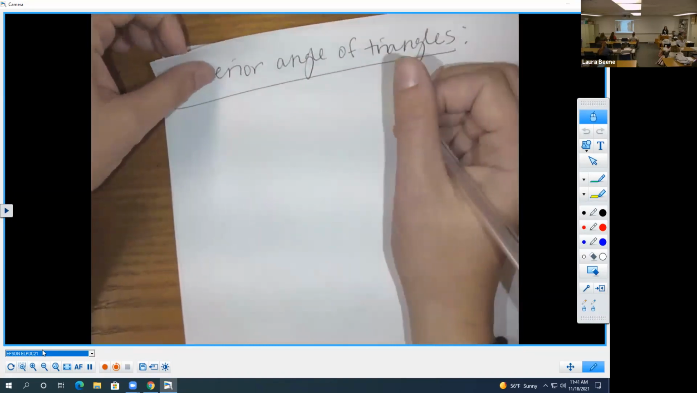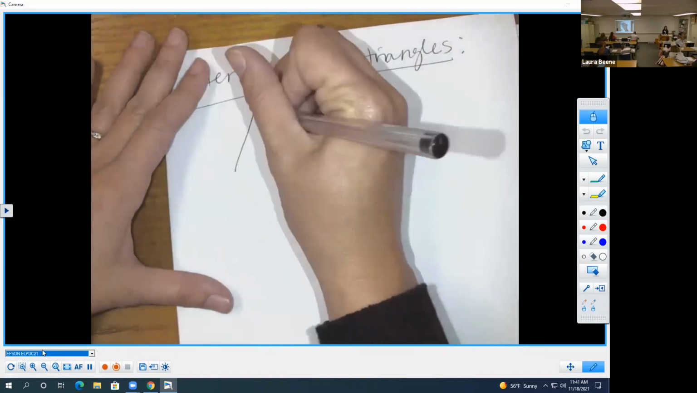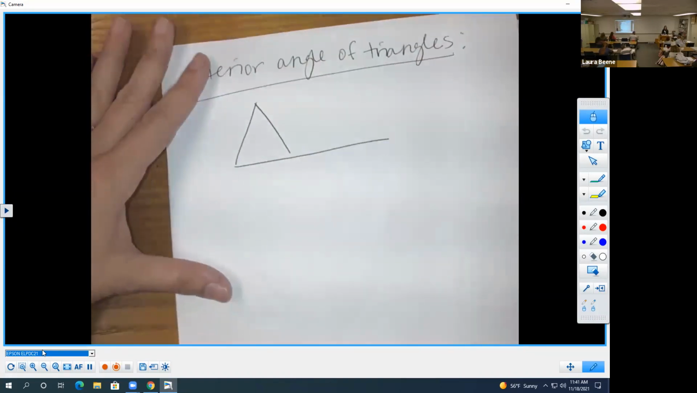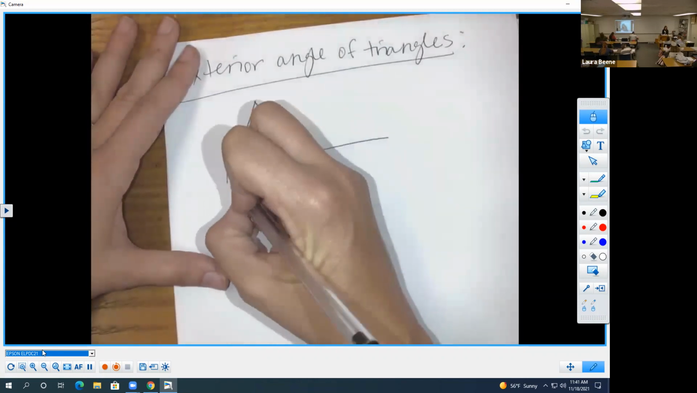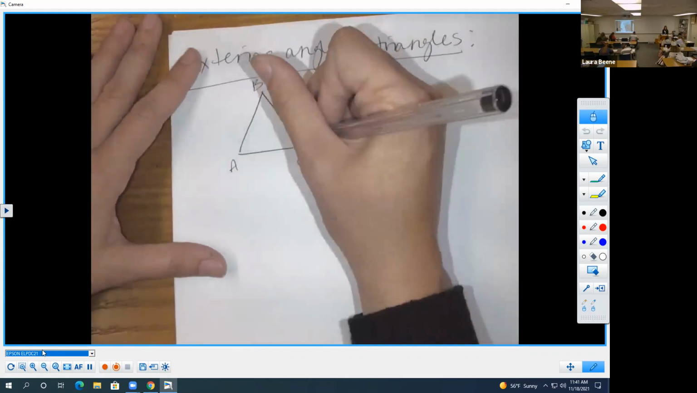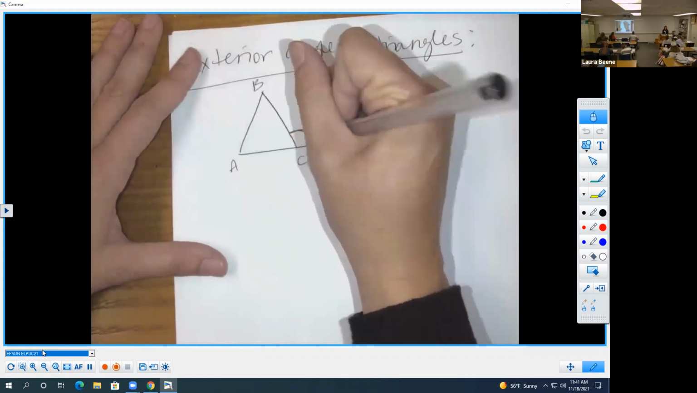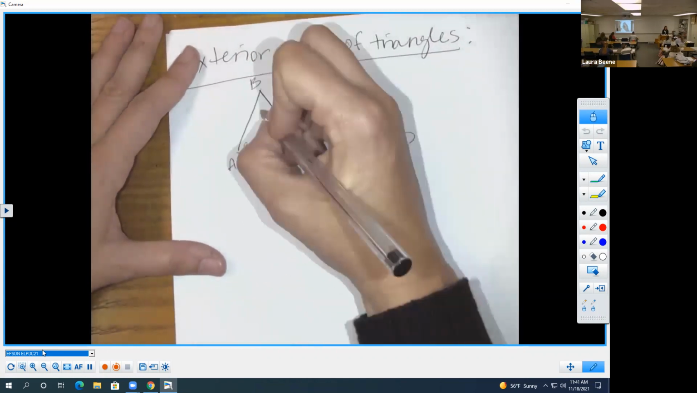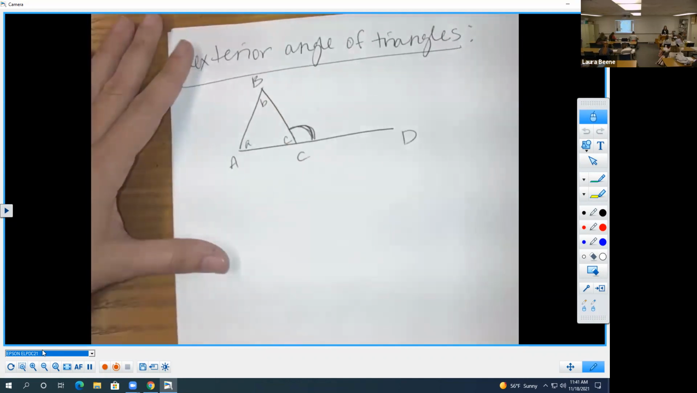Okay, so exterior angles of triangles. That says if you have a triangle, you can extend it over here. And if I wanted to find this angle right here, we're going to call these angle A, angle B, angle C.